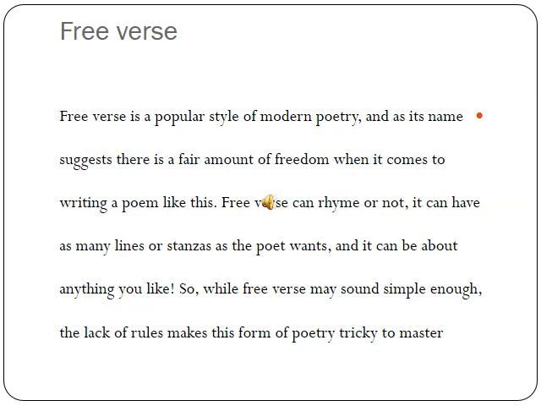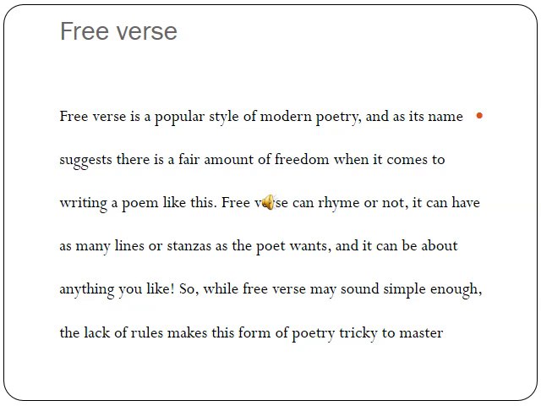This is the fifth kind of poem, which is free verse. From the title, free verse, it means something free. No rules, no need to use rhyme, no need to use rhythm. It's up to you, free verse.